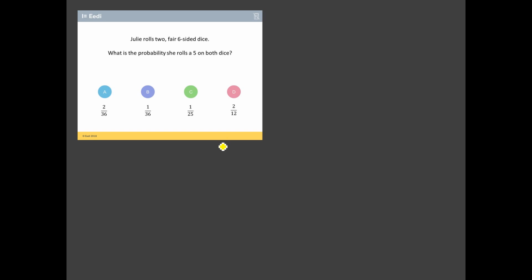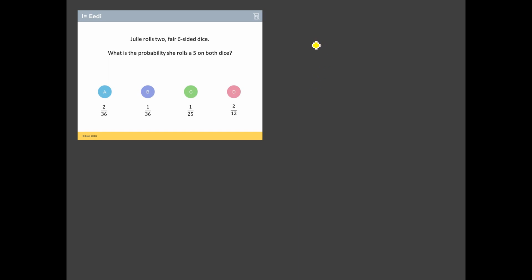What's the probability she rolls a 5 on both dice? How did you get on with this one? Now, these kind of questions I call combined events, where two things are happening, because here she's got 2 fair 6-sided dice. Now, you can do a tree diagram whenever you've got 2 things happening or 3 things happening, but you end up with a load of branches. It gets quite tricky. I'm a big fan of a sample space diagram.